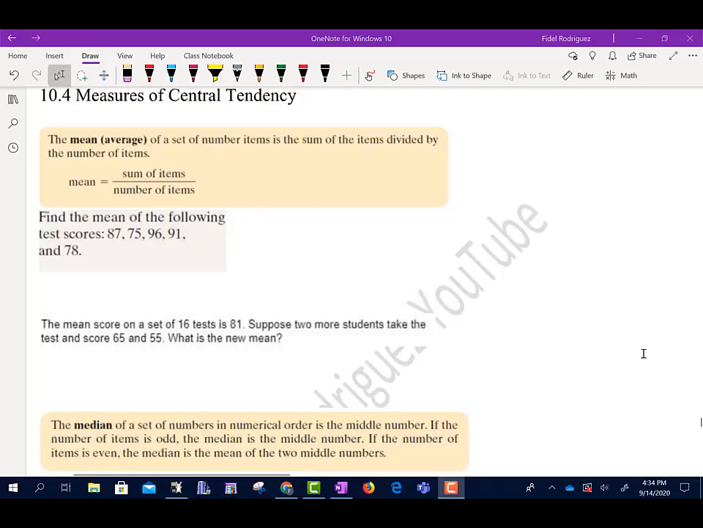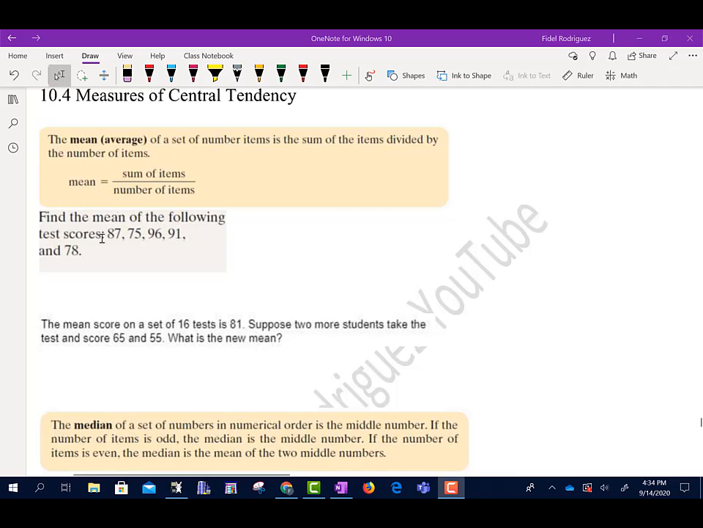So section 10.4 talks about measures of central tendency. The first thing we have here is something called the mean, or the average. It says the mean or the average of a set of number items is the sum of the items divided by the number of items.